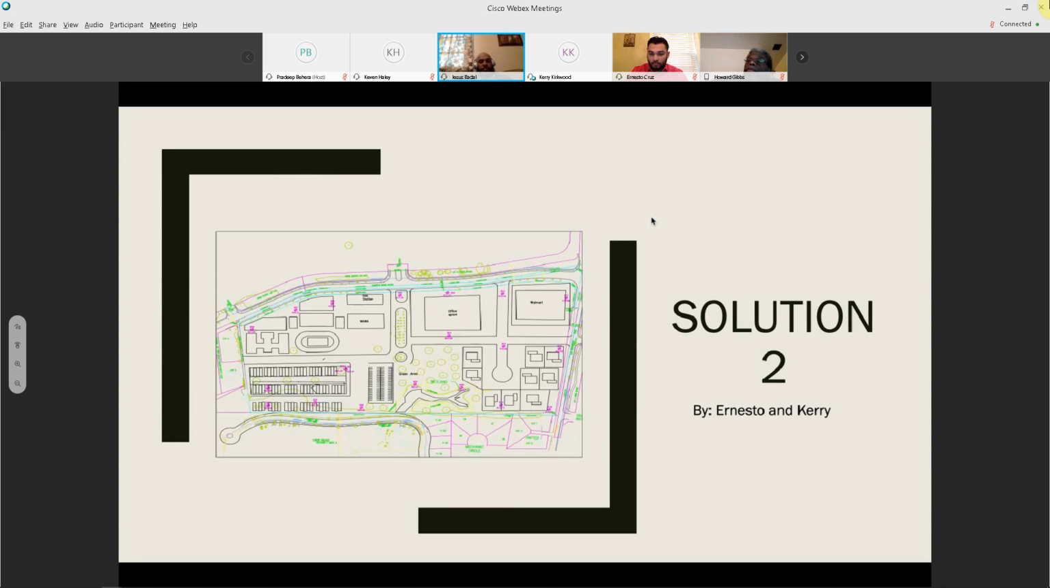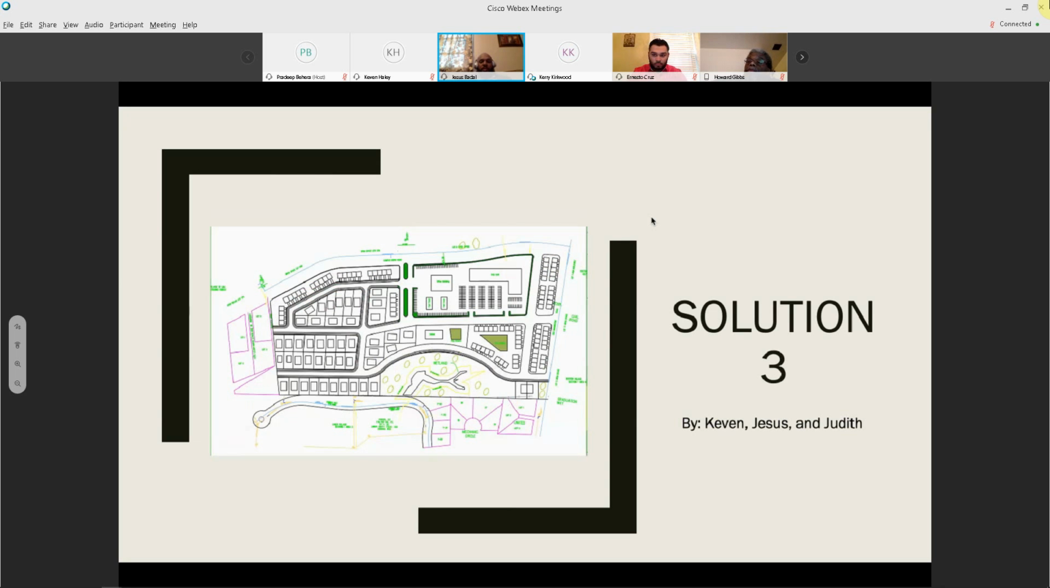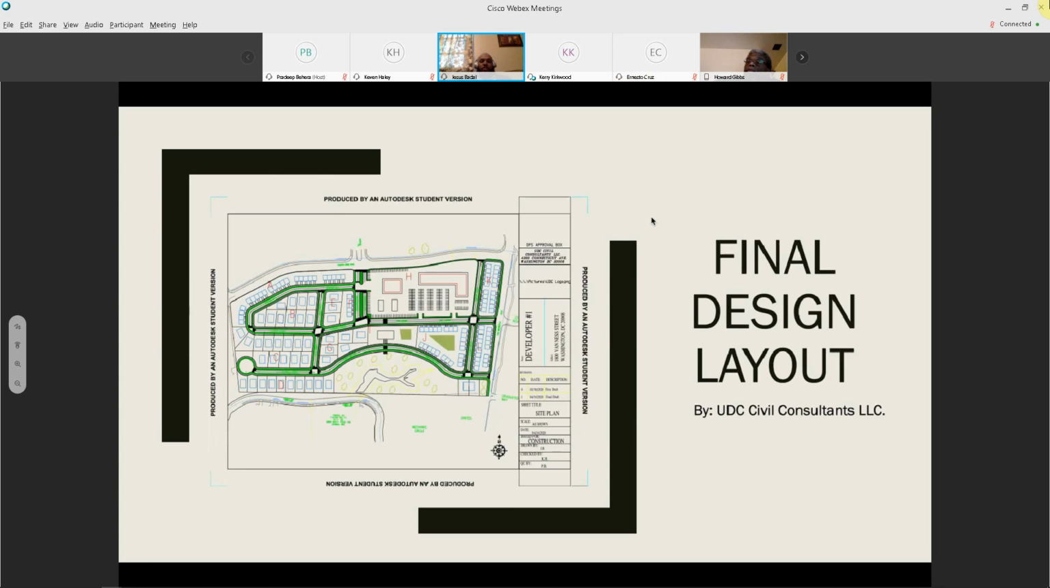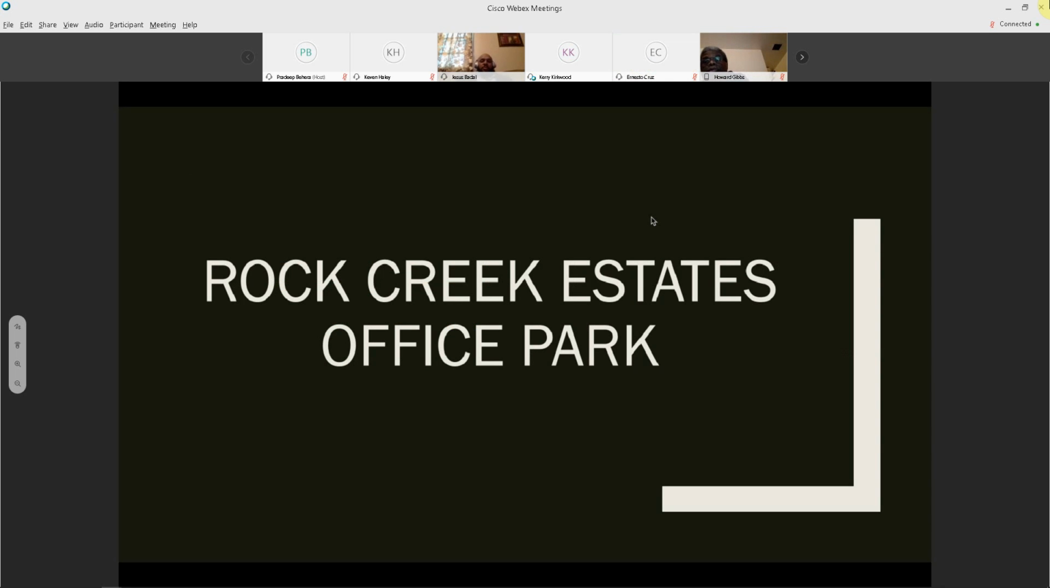Next slide. This is our layout number 2, which was developed by Kerry and Ernesto. And this is our layout 3, which was developed by myself, Keven, and Judith. After reviewing all 3 designs, we came up with what was best about all 3, and we condensed them into one design, which is our final layout. Next. So for the development of our Rock Creek Park office, I will hand it over to my co-engineer, Keven.